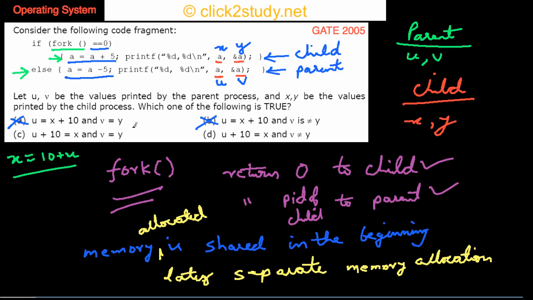And then what it talks about is whether v is equal to y or v is not equal to y. And what are v and y? These are addresses. And you know that once you start writing somewhere, the memory is no more shared, they get separate memories, different parts of memory. So suppose the parent is running in this section of memory and the child is running in this different section of memory. With that you know that these addresses must be different, and that means that option D is correct.